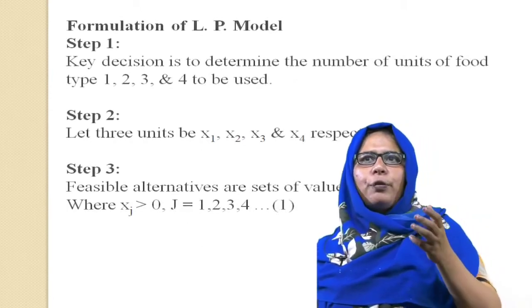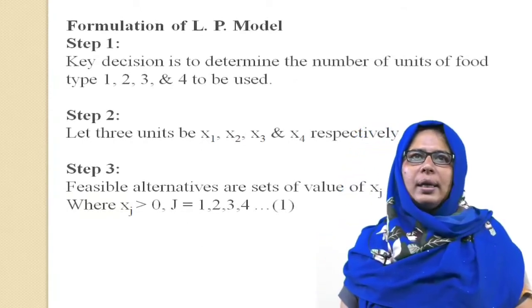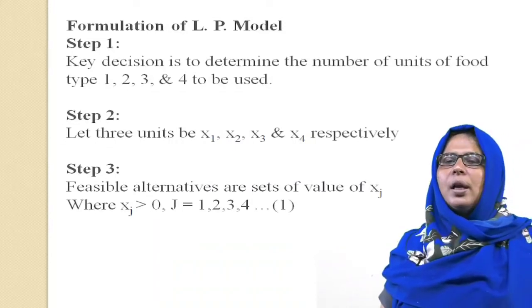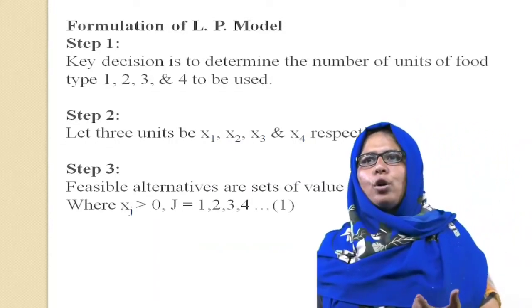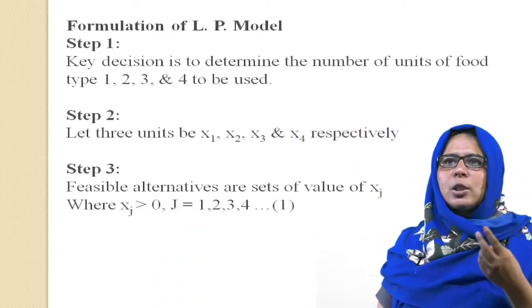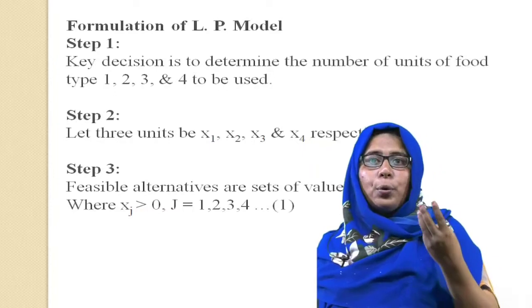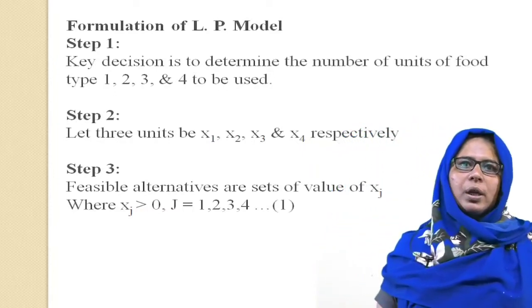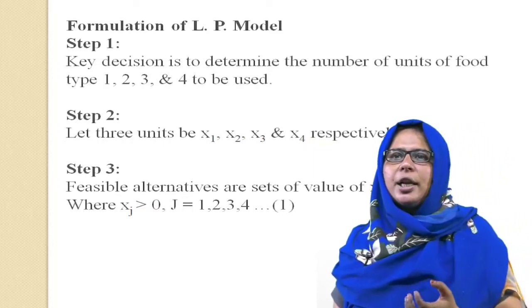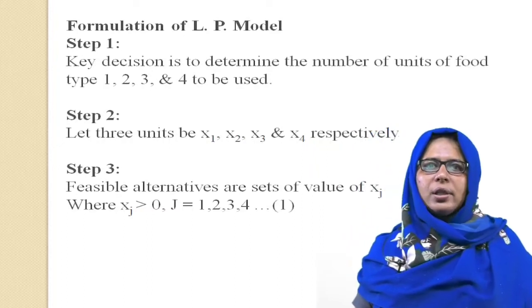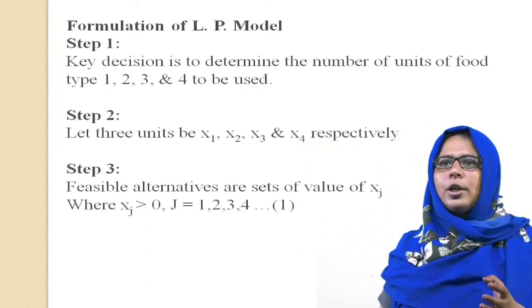Now, the formulation of the LPP model. Step 1, the key decision is to determine the number of units of food types 1, 2, 3 and 4 to be used. So, let these units be x1, x2, x3 and x4 respectively. Feasible alternatives are sets of values of xj, where xj greater than or equal to 0, j equal to 1, 2, 3, 4.